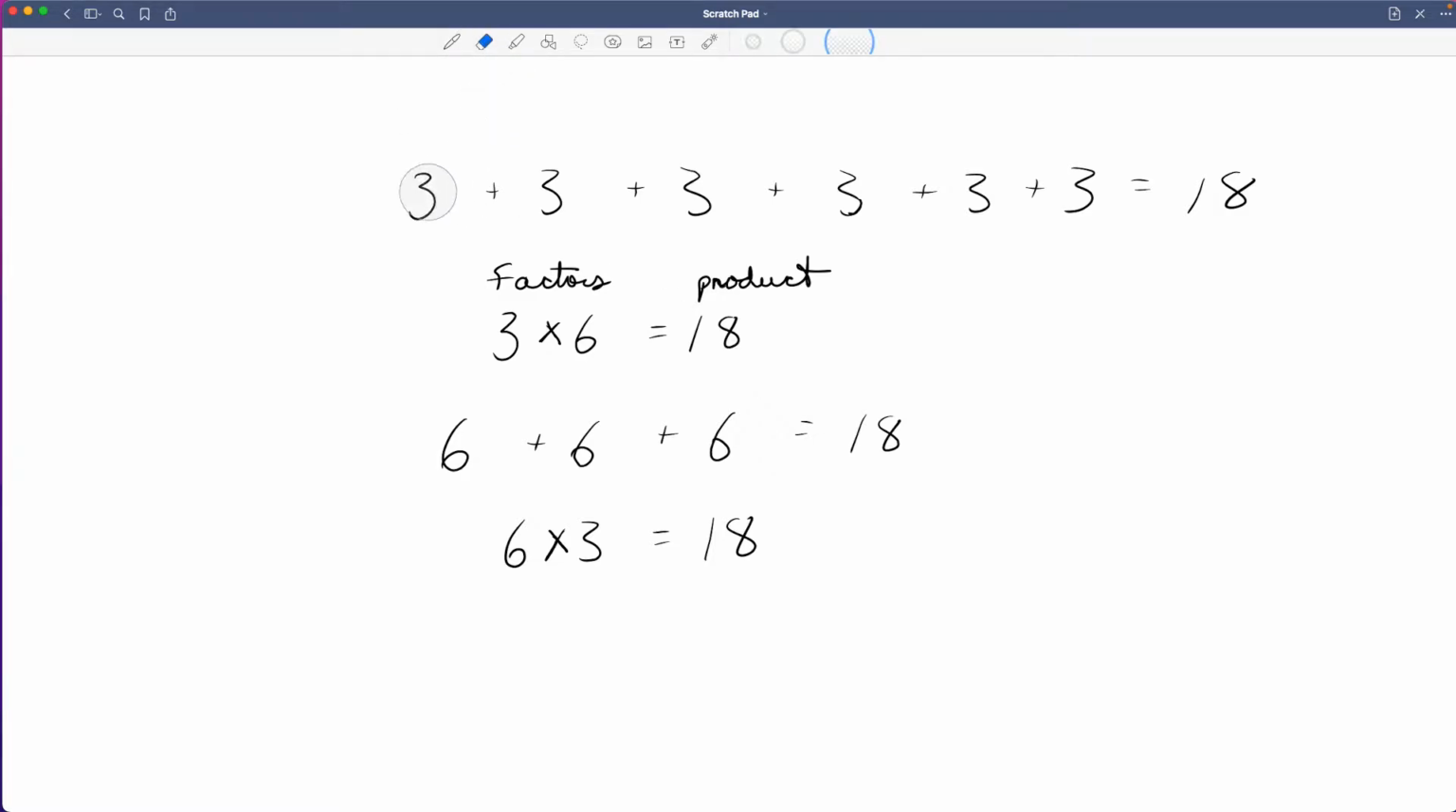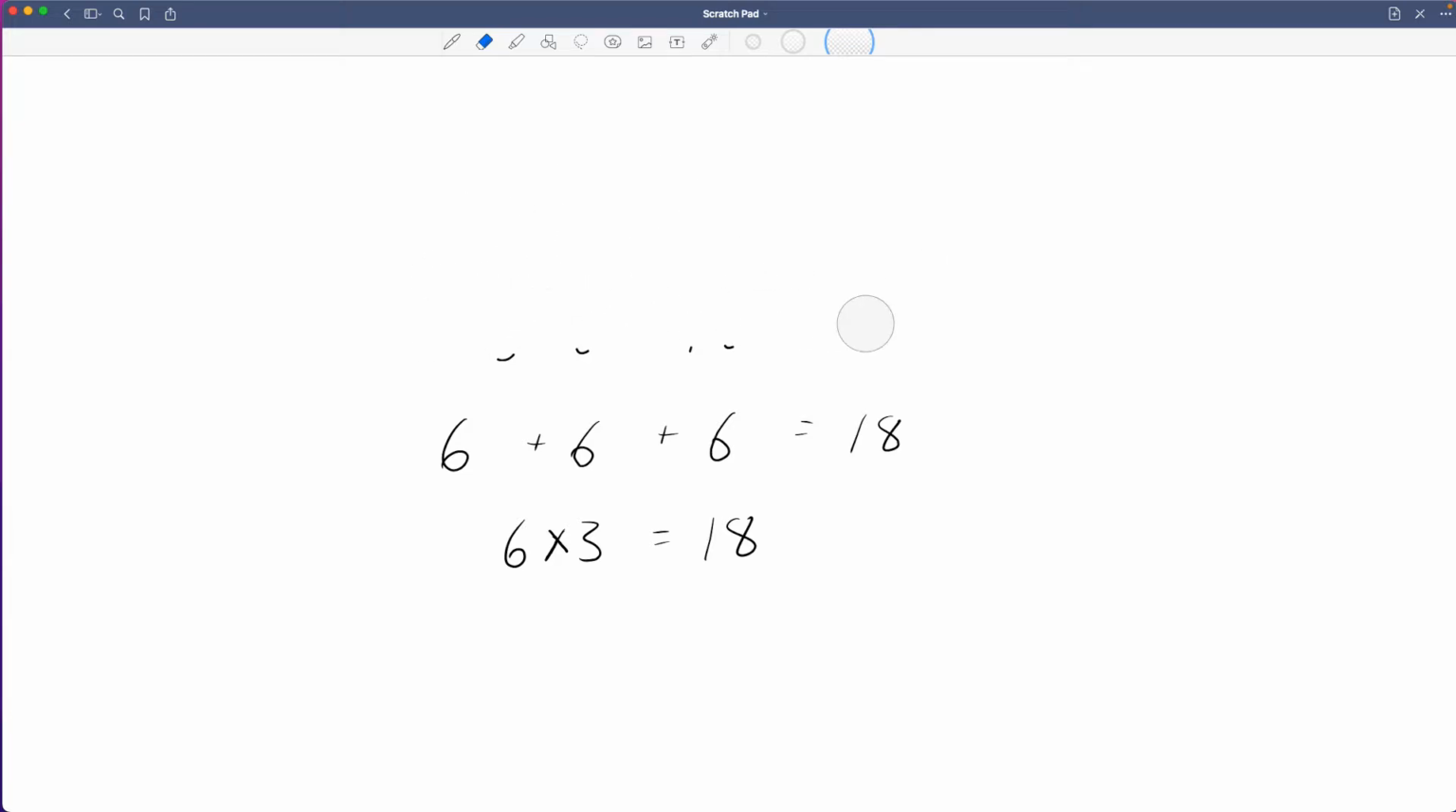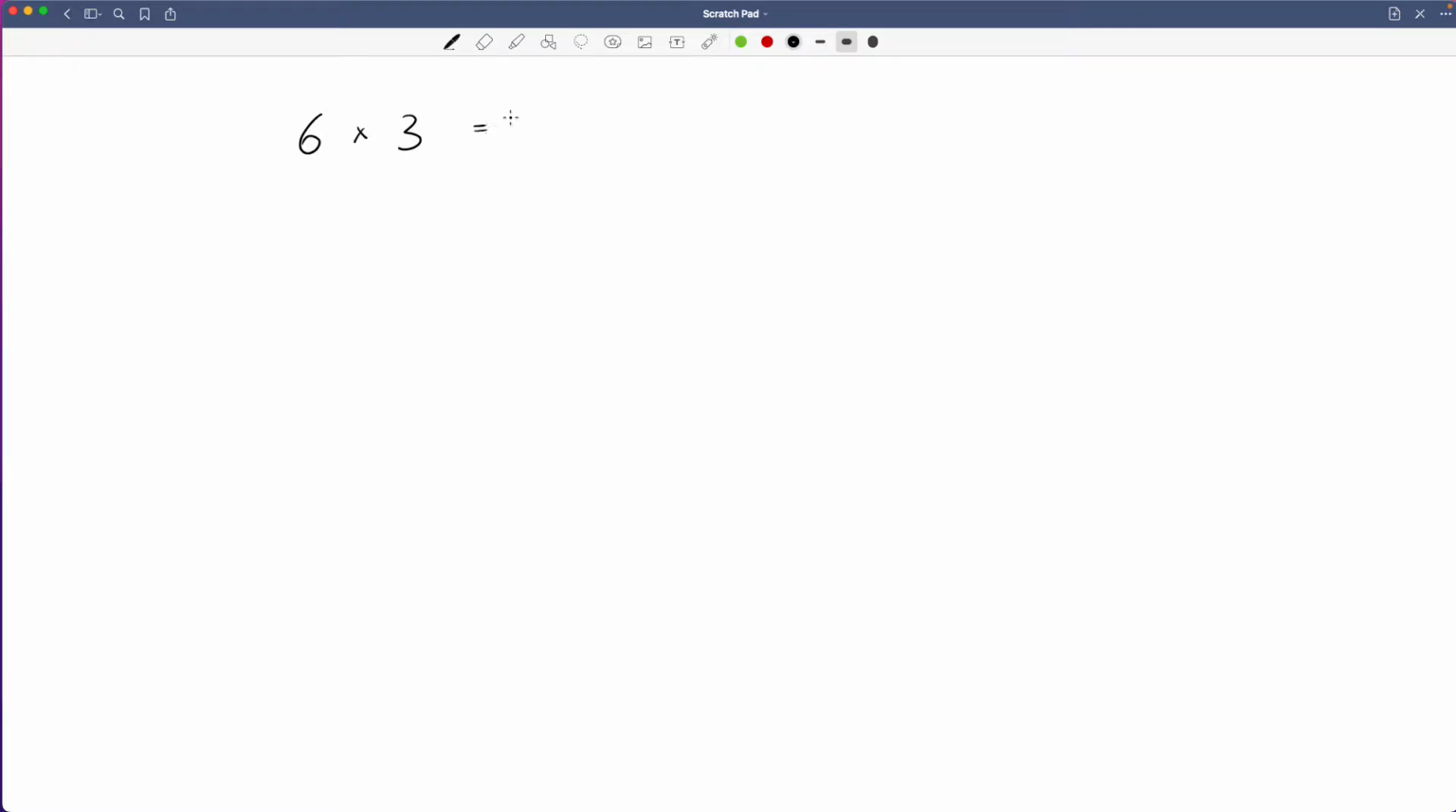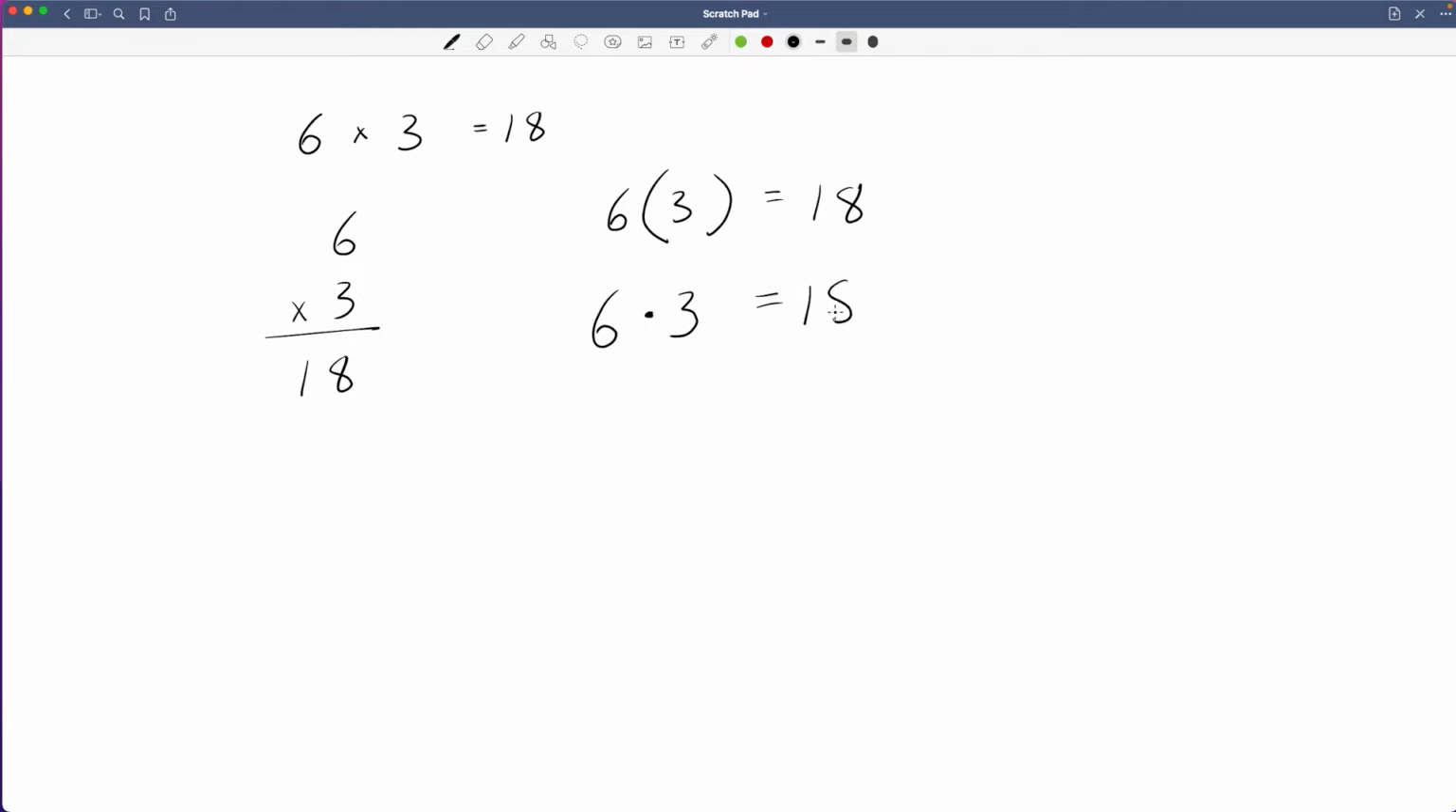There are a couple of different ways that we can write multiplication, and I want you to be familiar with all of them. Of course, you are familiar with 6 times 3 equals 18. You could also do that on top of each other. 6 times 3 is 18. Then there is the method with the parenthesis where you could say 6 times 3 is 18. This means multiplication. You could even use the dot. The dot is often used for multiplication as well.